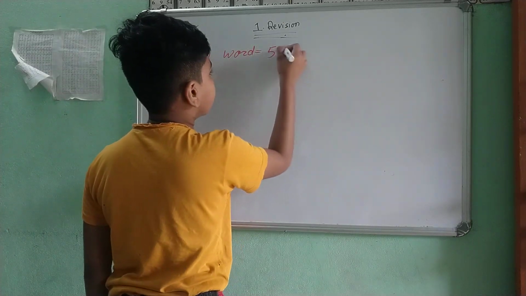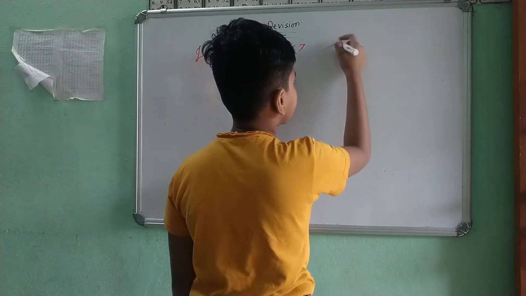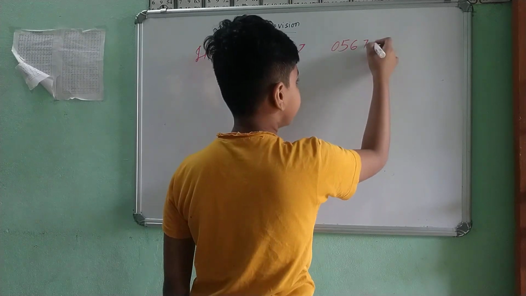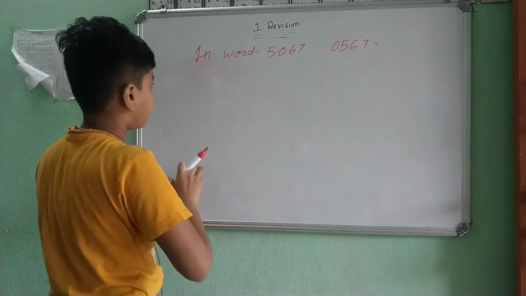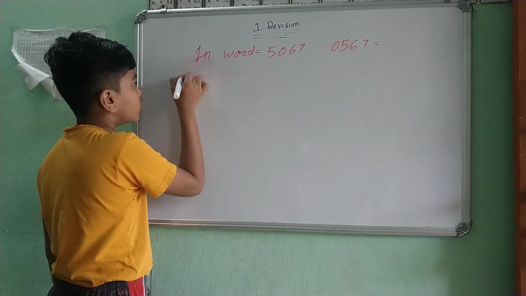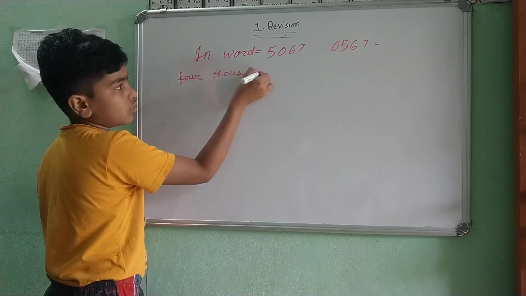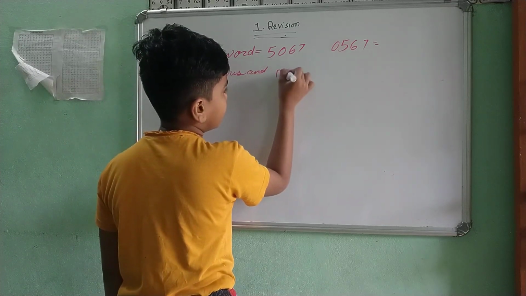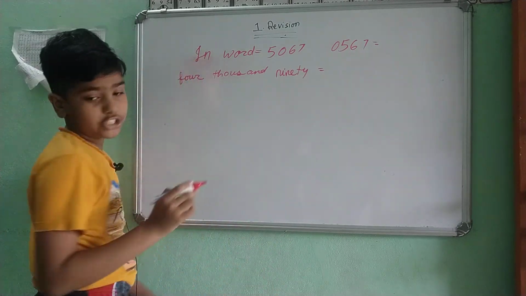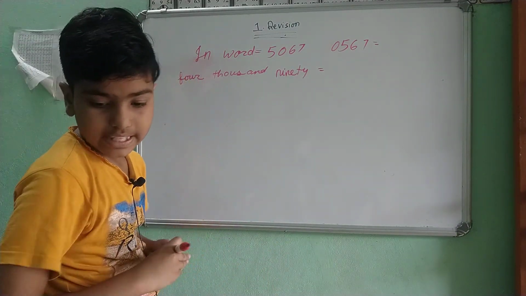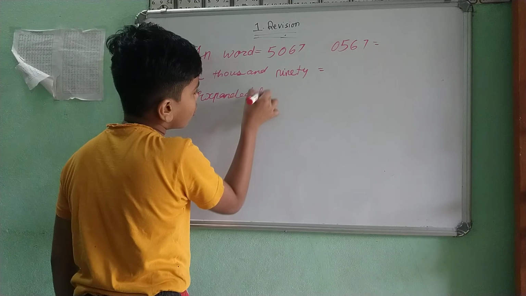These are 5067 and 0567. How to write them? Then write in figures: 4000, 90. How to write this? Only one question depended on it. Expanded form.